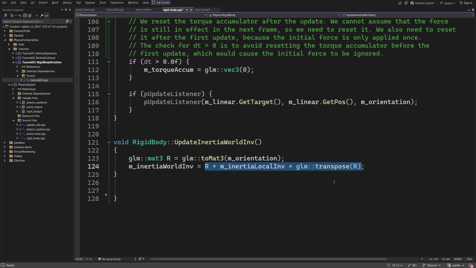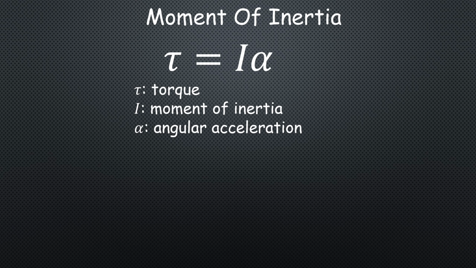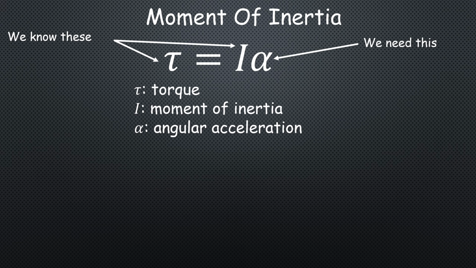This may need a bit of background. We know the torque equals the inertia tensor times the angular acceleration. The first two variables are known, and we need the acceleration to integrate the velocity. So we want to multiply the inverse of the inertia tensor by the torque.